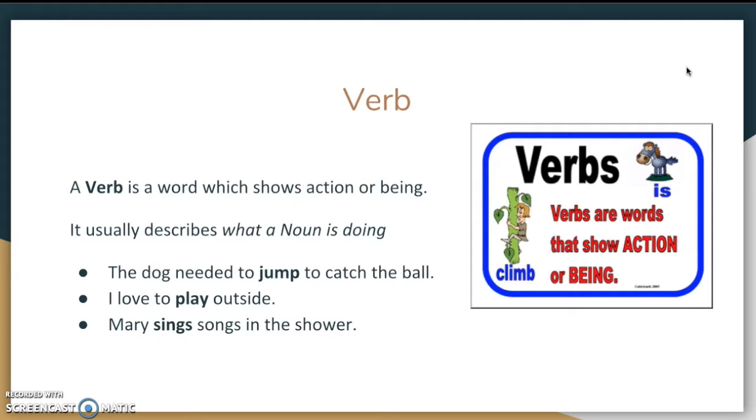Next, let's look at the verb. A verb is a word which shows action or being. It usually describes what a noun is doing. The dog needed to jump to catch the ball. I love to play outside. Mary sings songs in the shower.